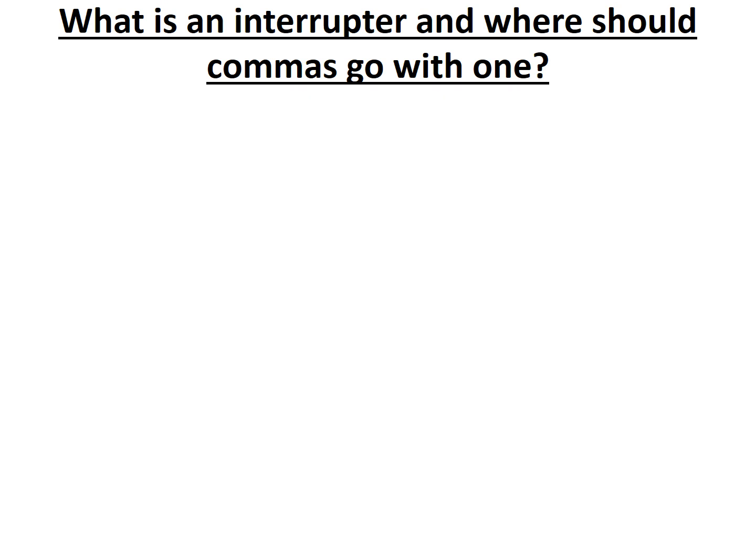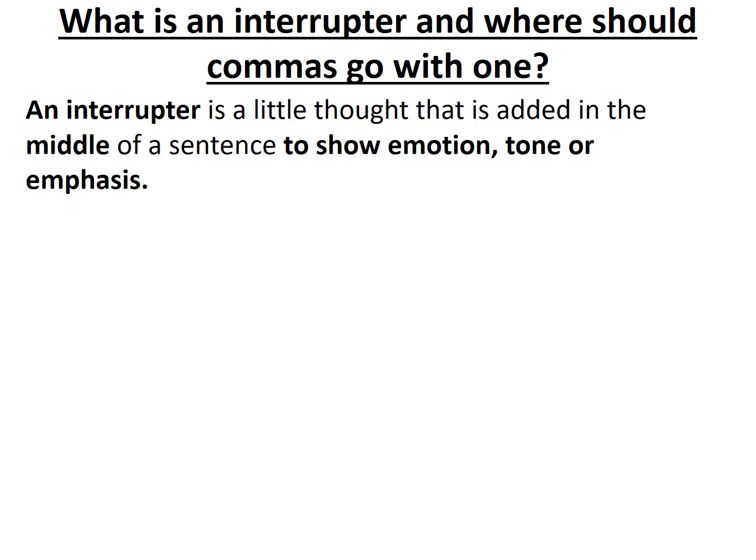In this video we'll be answering the question, what is an interrupter and where should commas go with one in a sentence? So an interrupter is a pretty exciting prospect actually. It's a little thought that is added or pops up in the middle of a sentence to show your emotion, your tone or your emphasis.